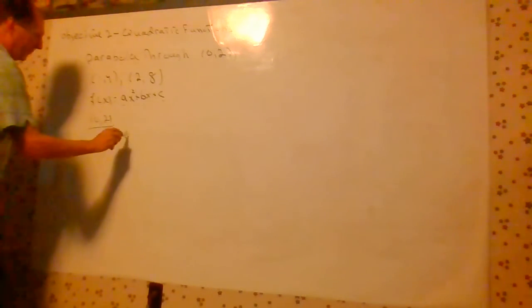Consider the first point, (0, 2). That means y is 2, and we get a times 0 squared plus b times 0 plus c. We're fortunate that these 2 terms zero out. We get 2 equals c.